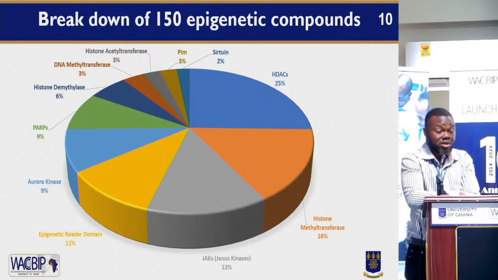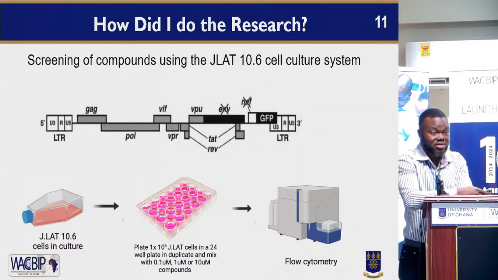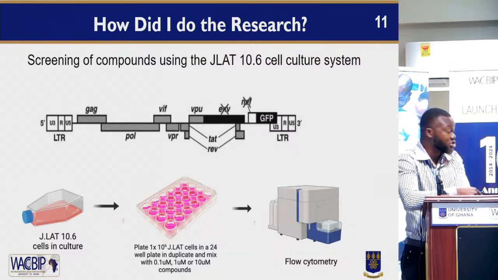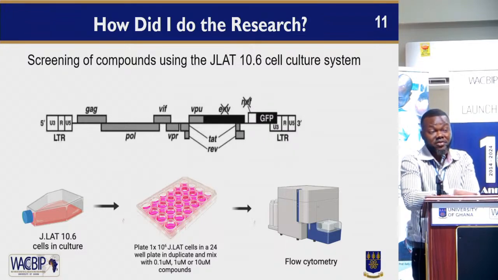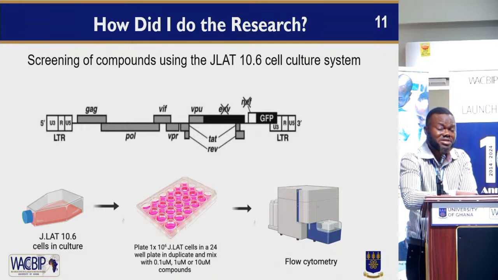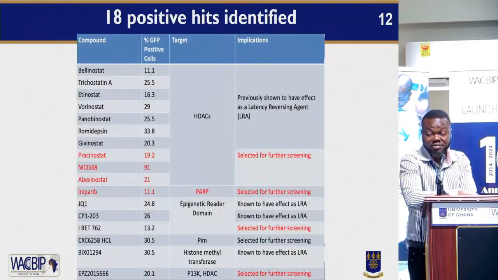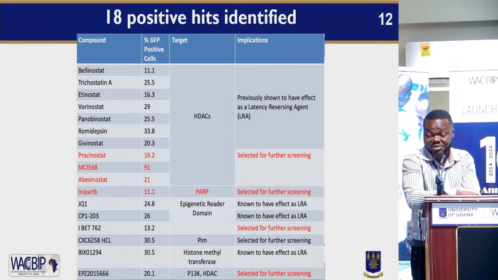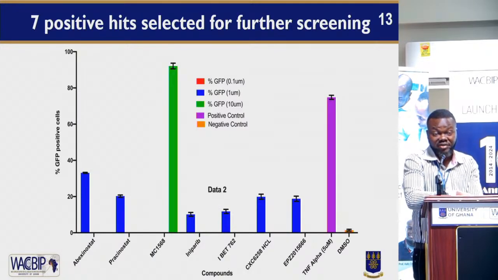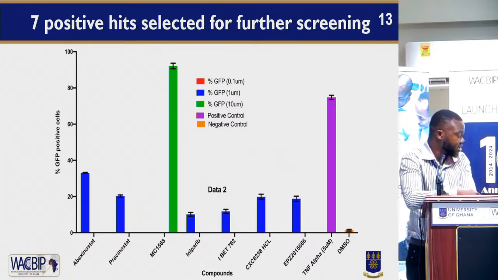We have histone transferases, and we have the cell model system. The envelope protein of the virus is knocked off so it cannot cause infection. Then we also have the negative cell line that is latent. So then I do my flow scan. I realized that most of them have shown effects as latency reversing agents before. So this is the graphical representation of the 7 compounds that had effect on latency reversal. We could see that one of the compounds, an HDAC inhibitor, MC1568, is showing like 91% GFP protein expression.